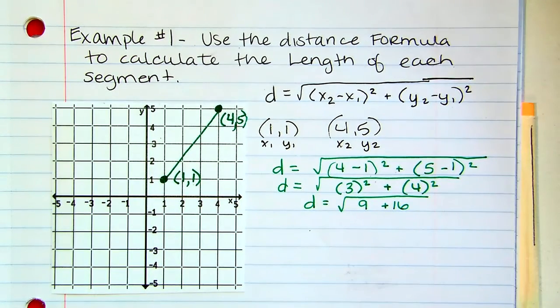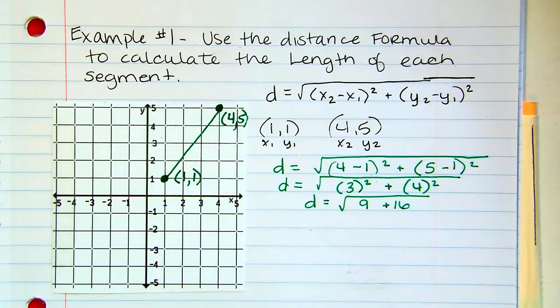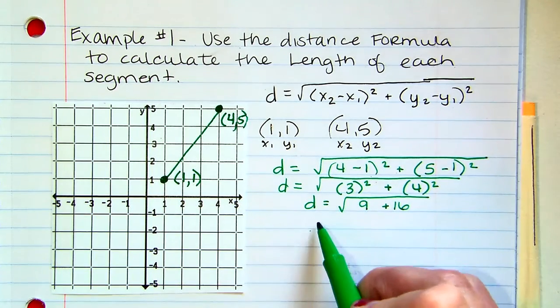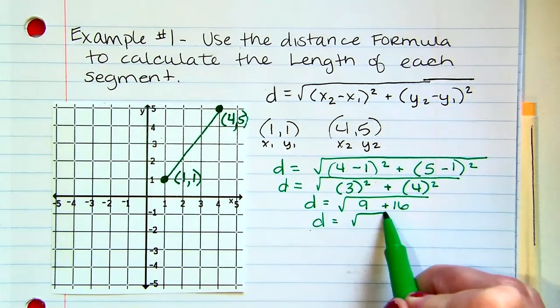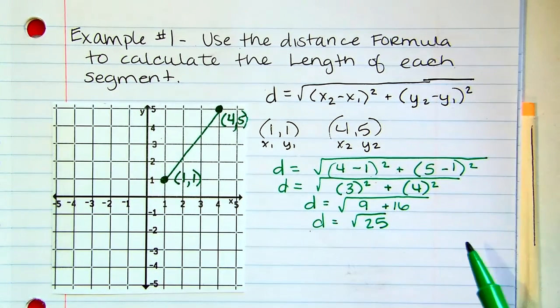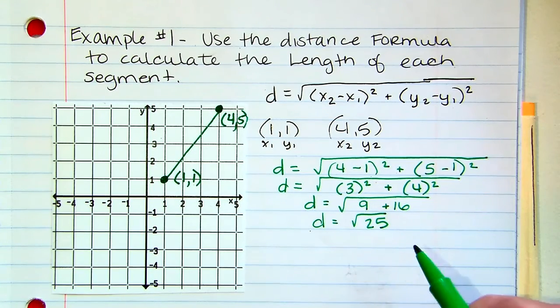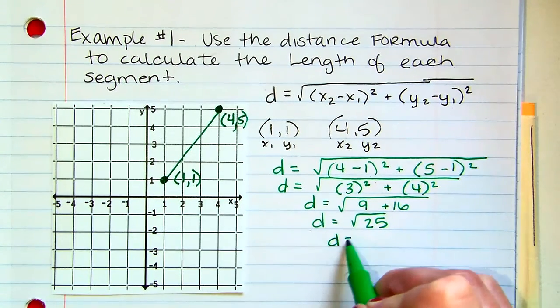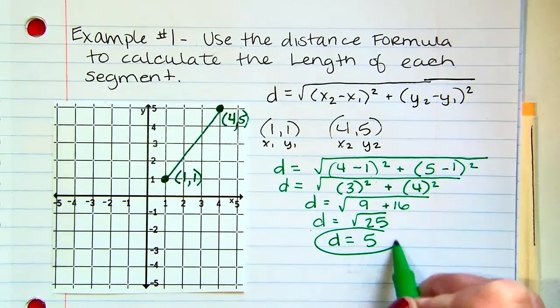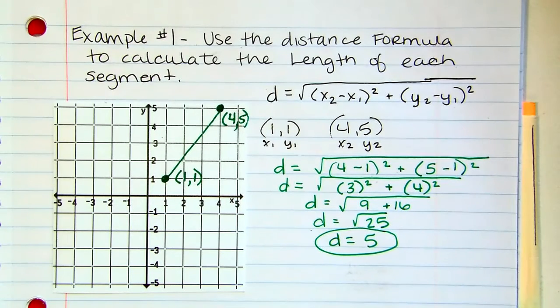So I'm going to find out what the value of 9 plus 16 is. So D is equal to the square root of 25, because 9 plus 16 is 25. Now, what happens to be the square root of 25? And that's 5. So our answer is D is equal to 5. And that happens to be our final answer.